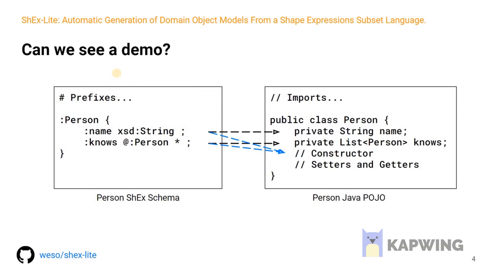Here we have a small example. At the left, we have the person schema coded in shape expressions compact syntax, and on the right, we have the produced Java code that models the same object. As we can see in the generated Java code, semantics of the shape expressions are interpreted and produce the corresponding type restriction, like for example, the knows property that produces a generic list of type person.